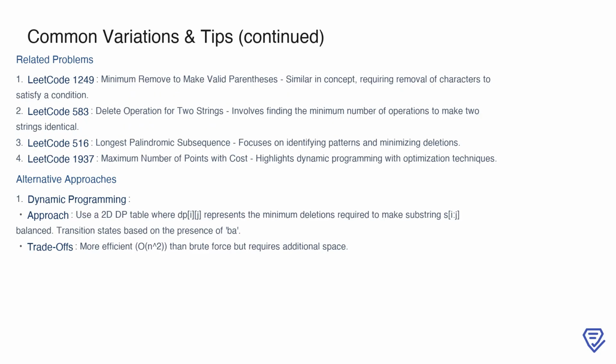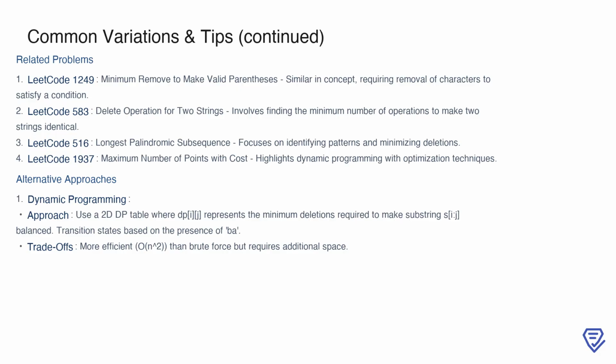Exploring related problems can deepen your understanding and help you identify connections between challenges. For instance, LeetCode 1249, minimum remove to make valid parentheses, shares the concept of removing characters to satisfy a condition, making it a useful problem to review. Similarly, LeetCode 583, delete operation for two strings, involves minimizing operations to make two strings identical, which is closely tied to the idea of minimizing deletions.